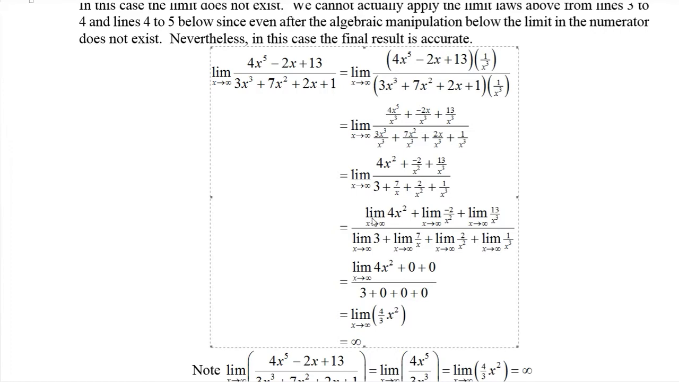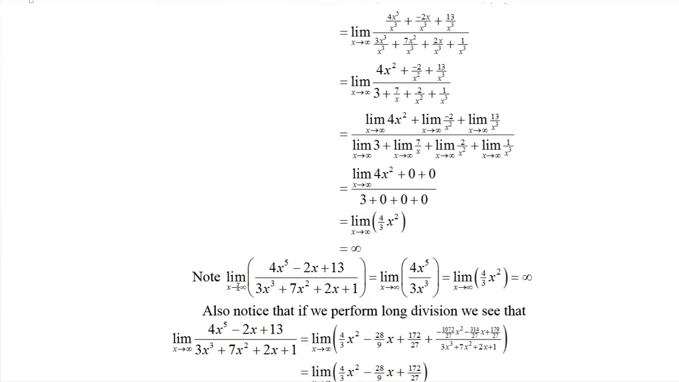And of course this limit, x goes to infinity of 4x squared, does not exist, so the limit of the numerator does not exist. So technically our rules don't apply, but it actually still kind of works out here. So what happens here is x goes to infinity of this. Again, we can ignore everything but the leading term here and here. So we get 4x to the 5th over 3x squared, which reduces to 4/3 x squared.